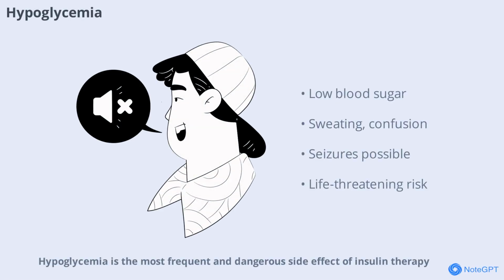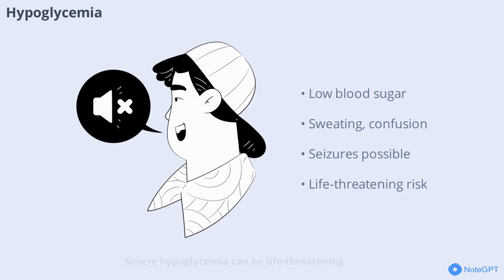Hypoglycemia is the most frequent and dangerous side effect of insulin therapy. It occurs when blood glucose drops too low, often due to excessive insulin, missed meals, or unplanned exercise. Symptoms range from sweating and confusion to seizures and coma. Severe hypoglycemia can be life-threatening, so prompt recognition and treatment are critical.